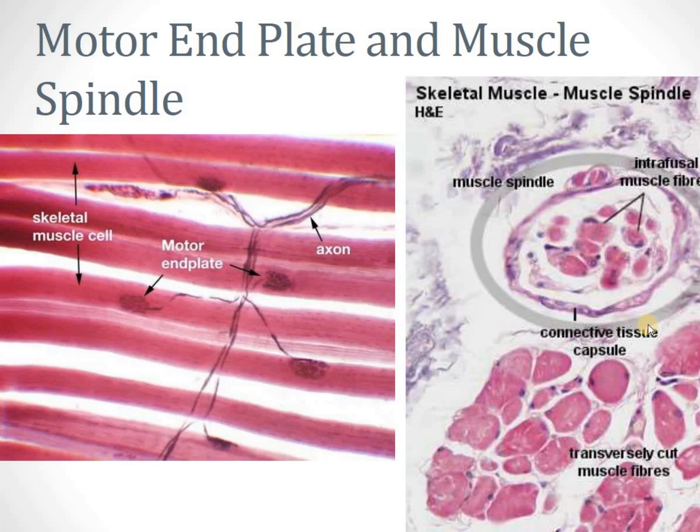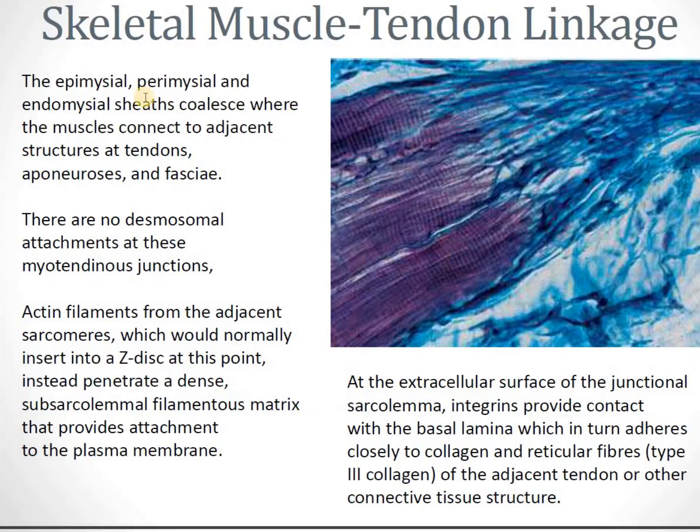So each muscle fiber will consist of all these parts together. So what is the linkage between the skeletal muscle and the tendon? How a muscle tapers down into a tendon, like what is happening in the calf muscle. The epimysial, perimysial and endomysial coats continue into the structure of a tendon or an aponeurosis or a fascia. There is no desmosomal attachment at the myotendinous junction.